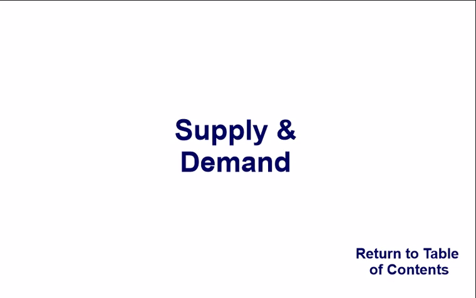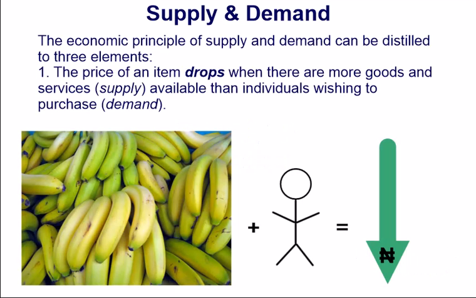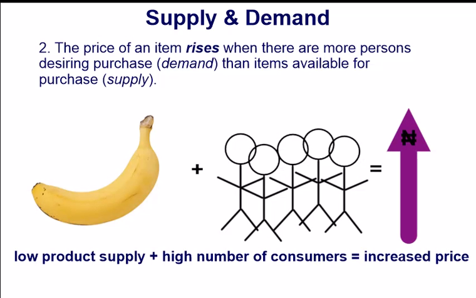Supply and demand. The economic principle of supply and demand can be distilled to three elements. 1. The price of an item drops when there are more goods and services available, supply, than individuals wishing to purchase, demand. 2. The price of an item rises when there are more persons desiring purchase, demand, than items available for purchase.